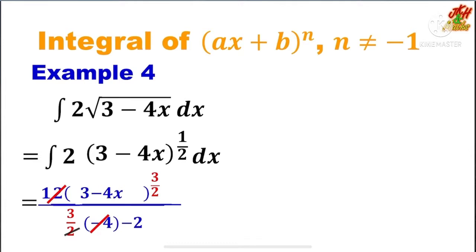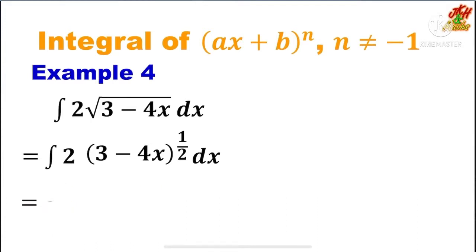And again, one more step. We divide number 2 by 2, which is equal to 1. Then negative 2 divided by 2, we have negative 1. So now the value on the denominator remains as 1 multiplied by 1 multiplied by negative 1, giving us the value of negative 1. Therefore, this integration is equal to negative 1 times 3 minus 4x in the bracket raised to the power of 1 over 2, plus c.